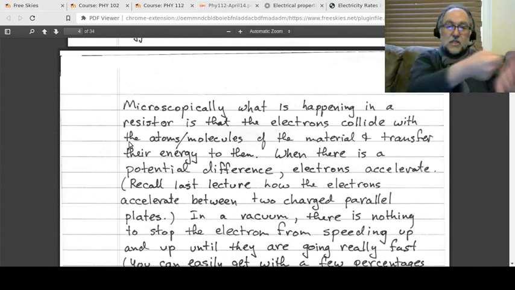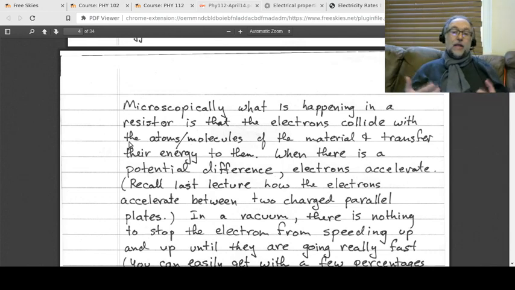They speed up, but then they smack into these atoms. And when they do, they're transferring their energy to the atoms, or molecules, depending on what the material is made of. And so these electrons are accelerating, but they don't accelerate for very long. They certainly don't have 7 centimeters of distance before they hit something. They hit something pretty quickly.